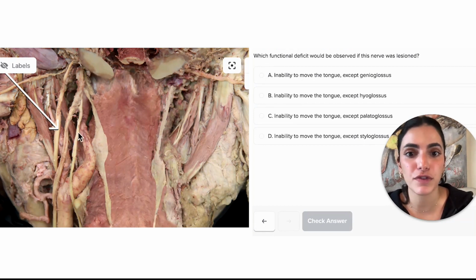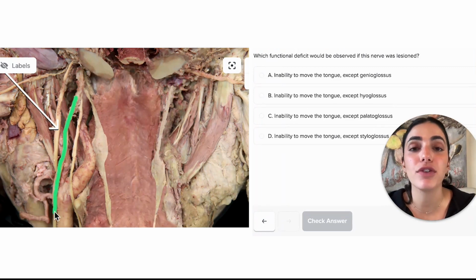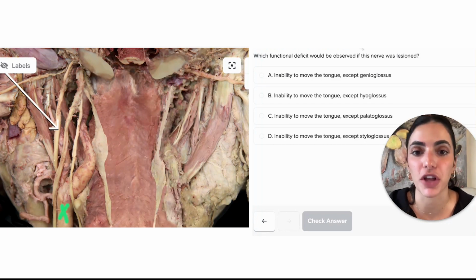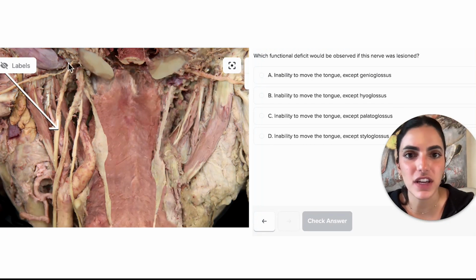Lateral to the glossopharyngeal nerve, we can see the vagus nerve as it descends and will travel in the carotid sheath between the common carotid artery and the internal jugular vein. Lateral to the vagus nerve here is where we're going to find the hypoglossal nerve.